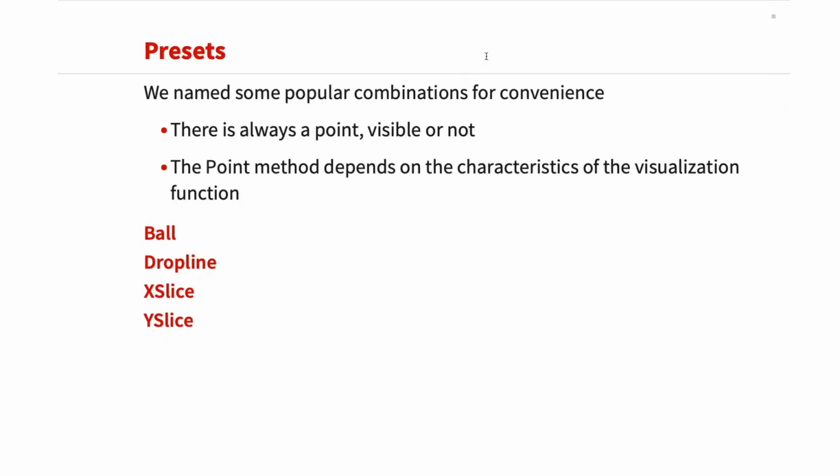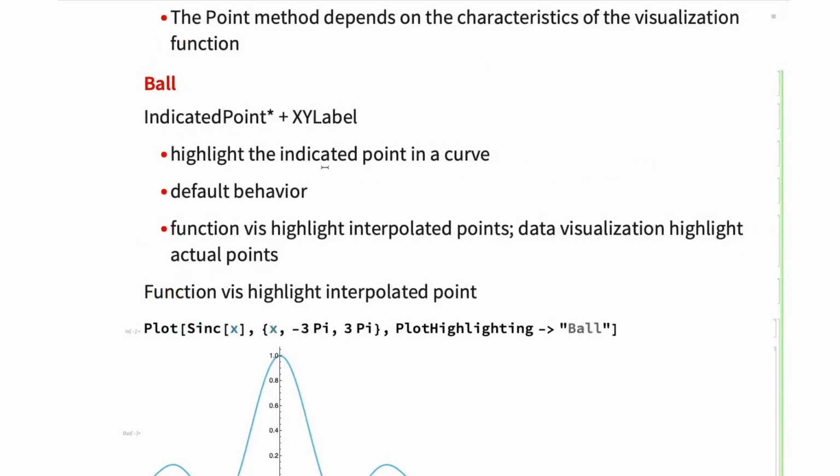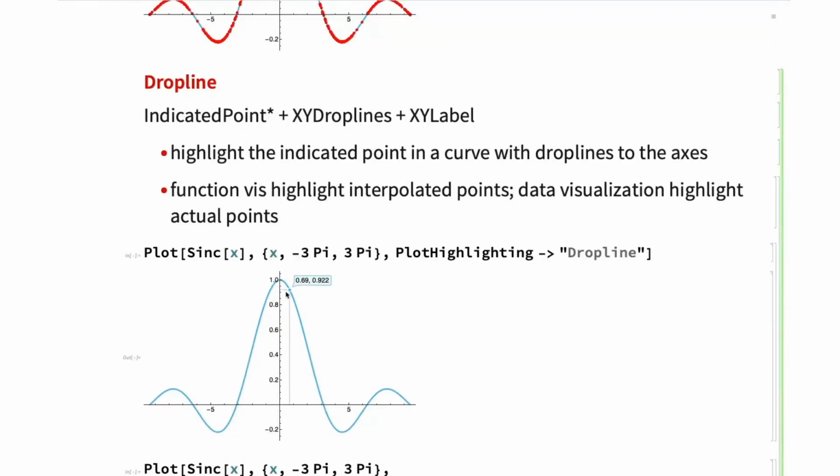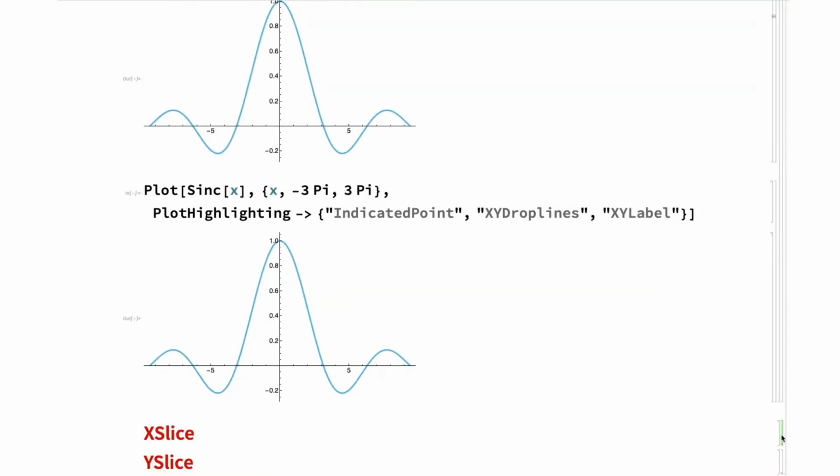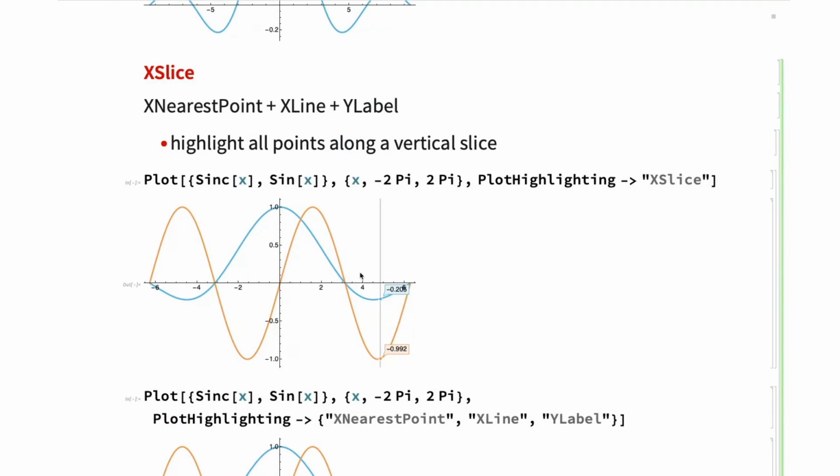We named some popular combinations for convenience, and there are 4 of them. The first one is the ball, which is the default turned-on behavior. The second preset is called drop line. We will give you indicated point plus XY drop lines and the XY label. And the next preset is called X slice. This one will give you a vertical line and finding X nearest point plus Y label.